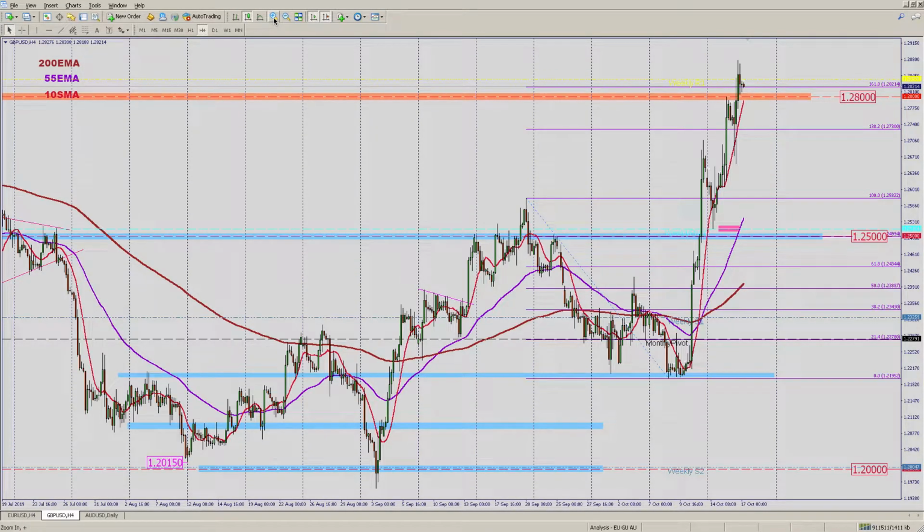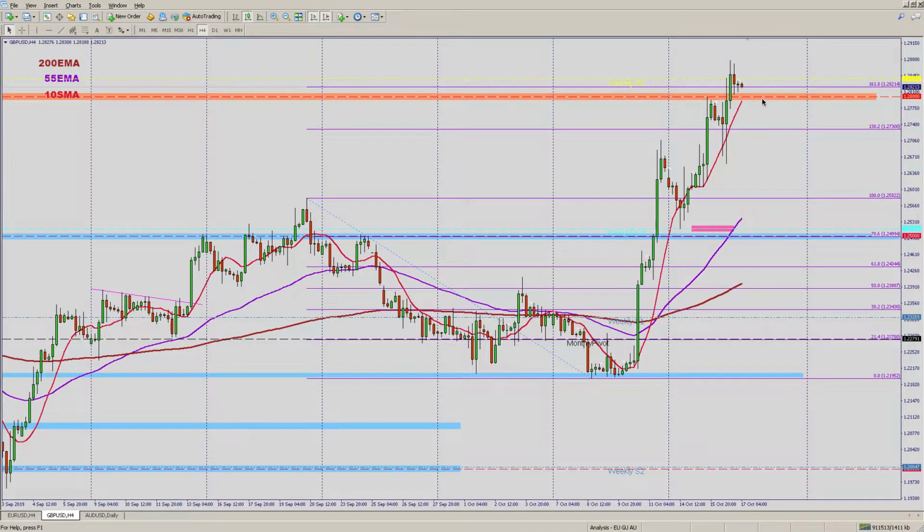And of course, if there's bad news or negative news, then it could tumble all the way back lower, down to this zone, to the weekly pivot at 125.16 and to the 125.00 level.